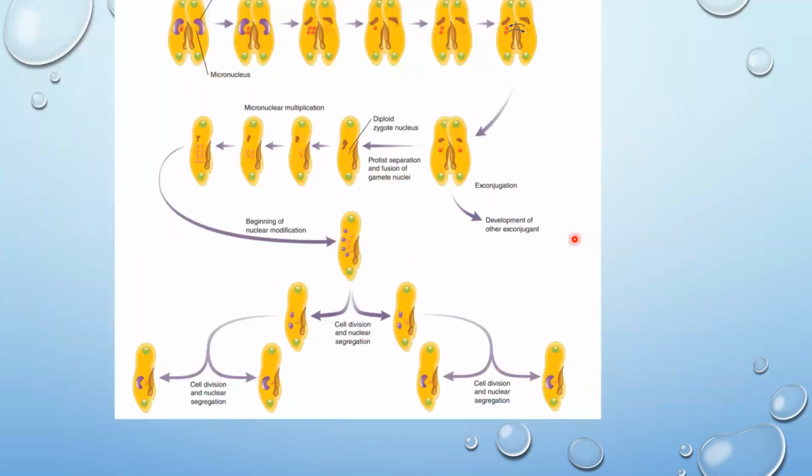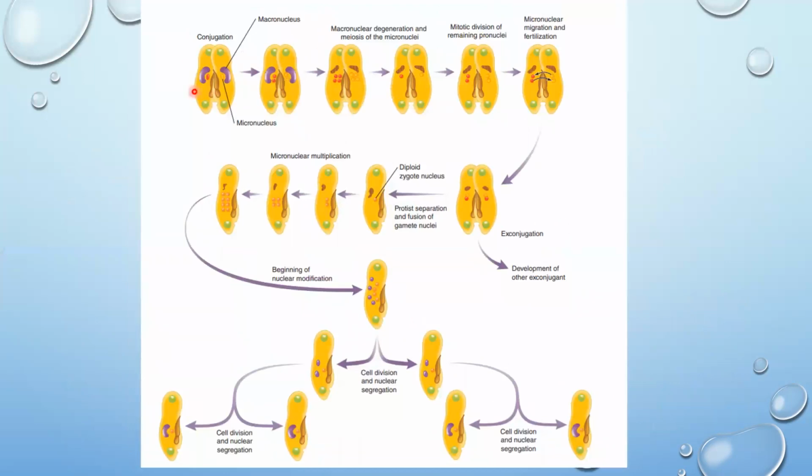Now you have a diagram here, as you can see. These are the conjugates, okay? The process of conjugation has just started here. So this one is the macronucleus and that one is the micronuclei. So the macronuclear degeneration and meiosis of the micronuclei will take place here. Now, in this case, the mitotic division of the remaining pronuclei will take place, leading to the micronuclear migration and their fertilization. And after the fertilization, they are known as the ex-conjugates.